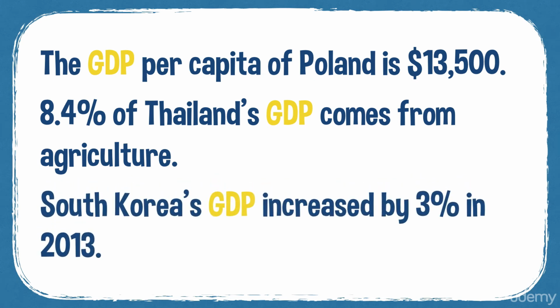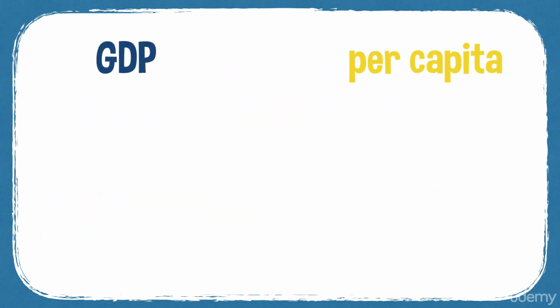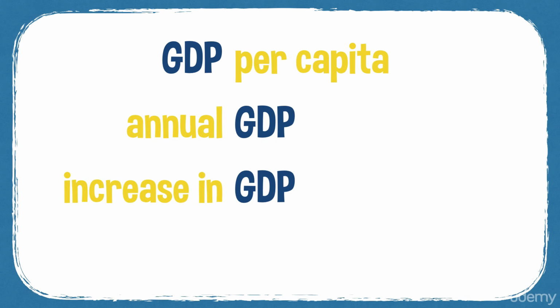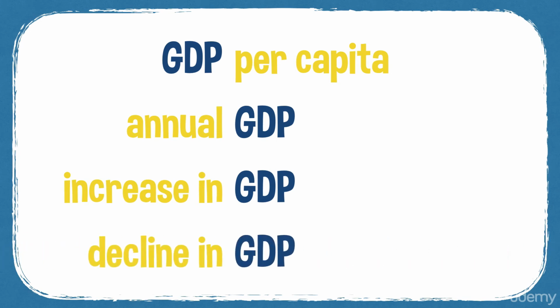South Korea's GDP increased by 3% in 2013. So, a typical collocation then is GDP per capita, also annual GDP, increase in GDP, and decline in GDP. Now, GDP is a very specialised phrase, so there's no synonyms here, although you could use the word wealth. So the country's wealth is its GDP.